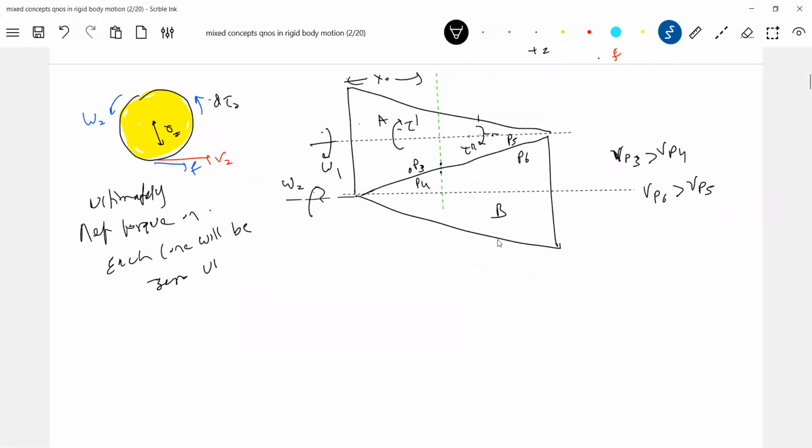I think this is the core important part. Later on, I'll shade the colors after the end of the class. Now I can't do coloring everything. This is important: ultimately, the net torque on each cone will be 0, which means that τA equals 0 and τB equals 0.